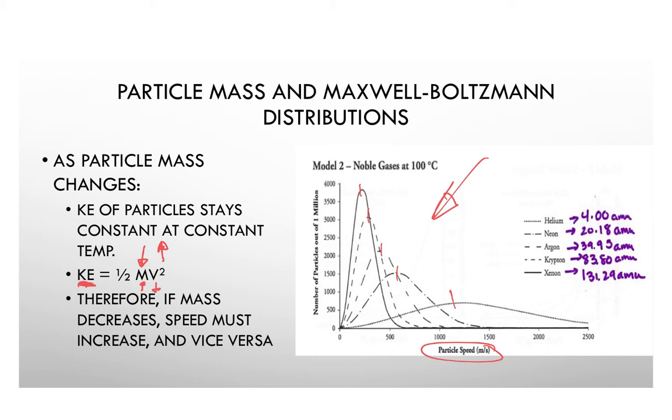So how does that work? The lightest particles will have the widest distribution. The heaviest particles will have the narrowest. Another way of thinking about that is the particle speed of the heaviest is the slowest, and the particle speed of the lightest is the fastest.